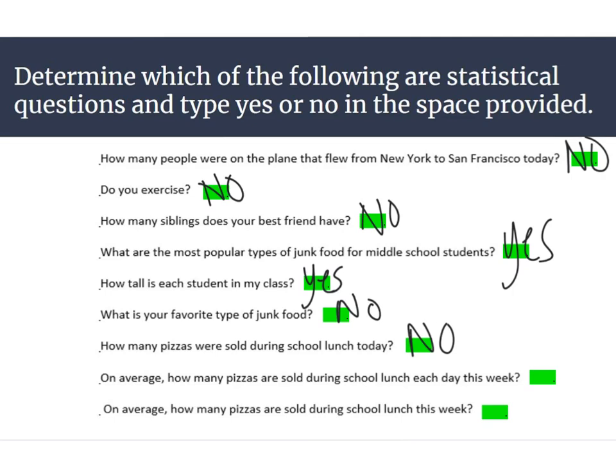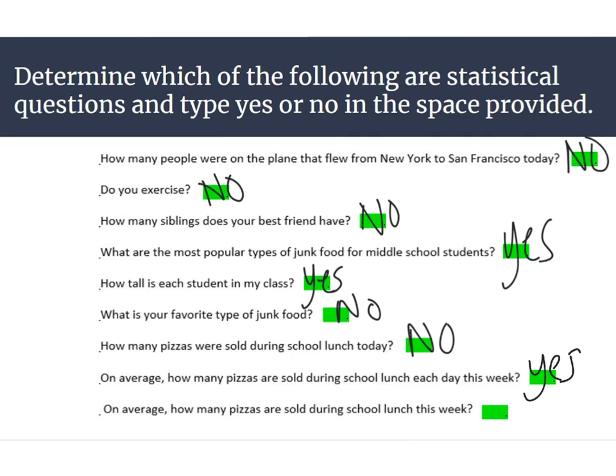The next one says, on average, how many pizzas are sold during lunch each day this week? You would have a different answer Monday, Tuesday, Wednesday, Thursday, Friday. So that gives you a variety of different answers. So that would be yes, that's a statistical question. And then the last one, on average, how many pizzas are sold during lunch this week?